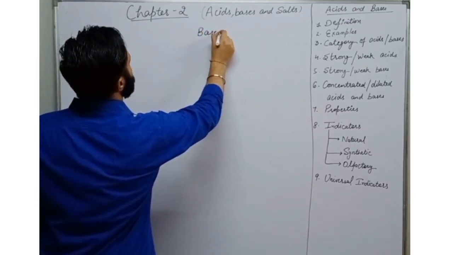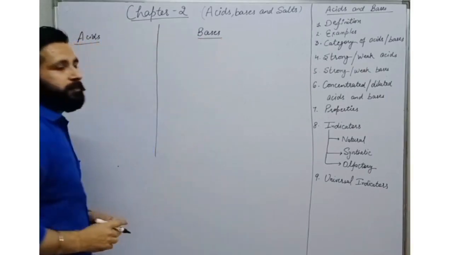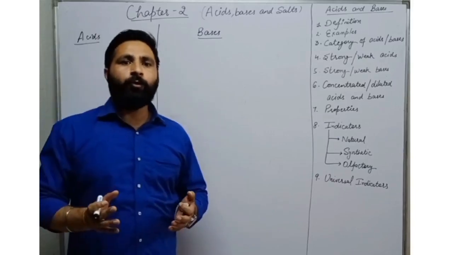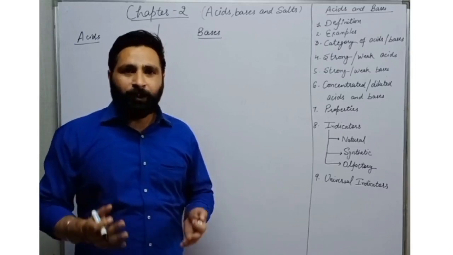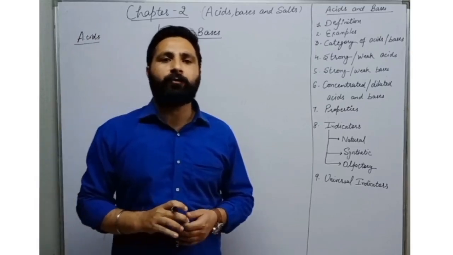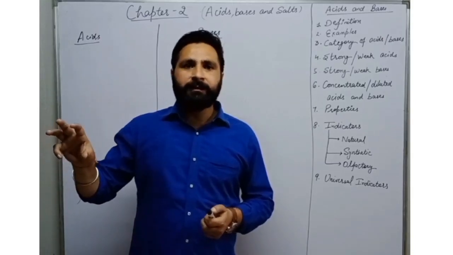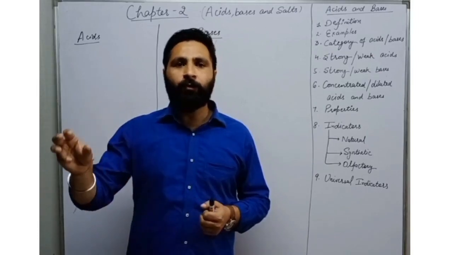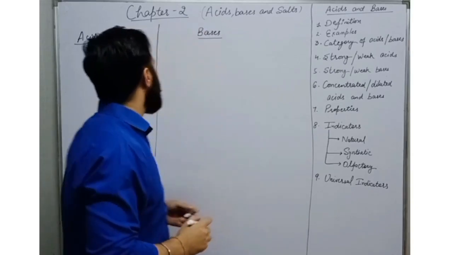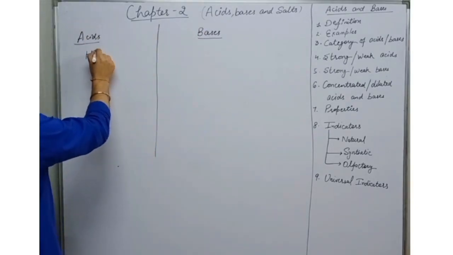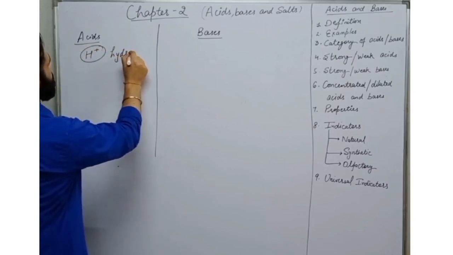Acids are those compounds, you can say those compounds or chemicals which produce H plus ions in their aqueous solution. It means, suppose we take a chemical which is acidic. When we dissolve it into water, it releases H plus ions. So it releases H plus ion called hydrogen ions.